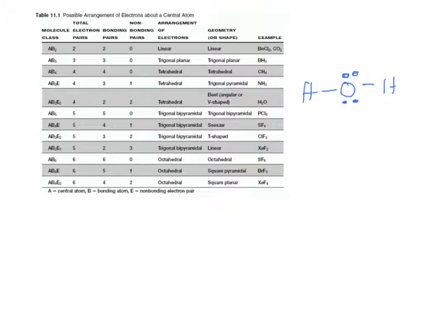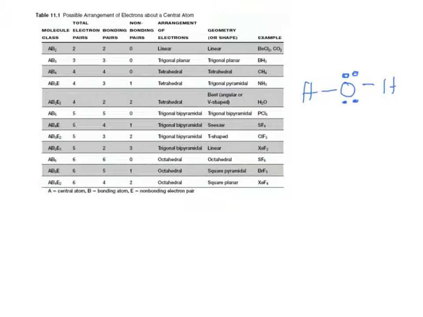So if you didn't know, you would draw something like this because that makes sense. But let's see how this chart helps us determine what the correct geometry is. So again, we're going to do simple counting. How many things are bonded to the central atom? How many electron pairs are around the central atom, either bonding or non-bonding? So here we have 1, 2, 3, 4. So we have 4 pairs of electrons around the central atom. And then how many of them are non-bonding? We have 1 and then 2.